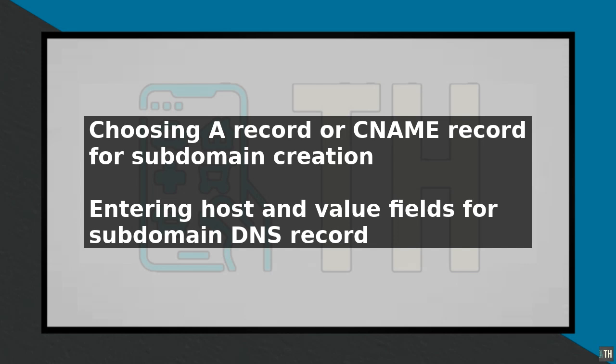After adding the DNS record, click on the Save Changes button to save your changes. It may take some time for the changes to propagate globally, so be patient. Once the changes have propagated, your subdomain will be live and accessible to the public.